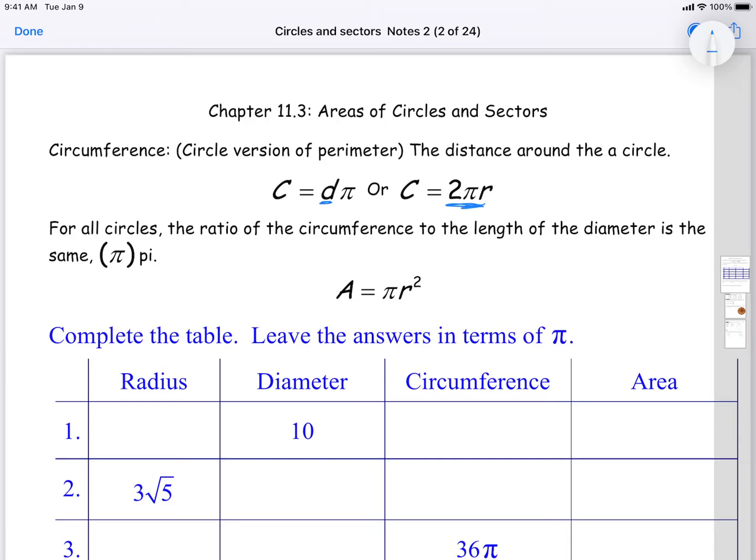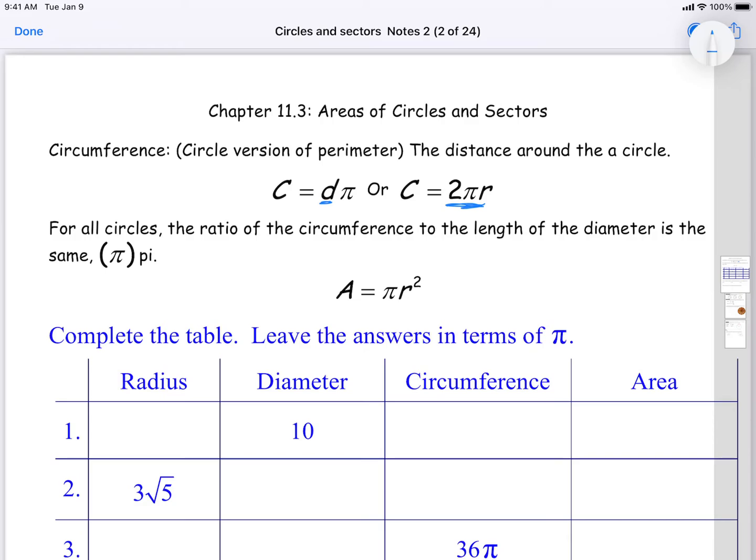For area, our formula is pi r squared. It takes a little bit of calculus to really explain where that comes from and why, so we're going to save the why and go more into, okay, we understand this, let's use this.